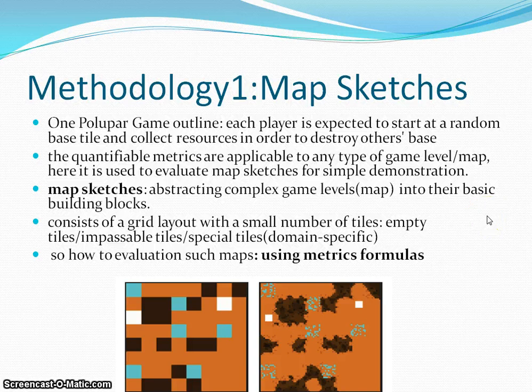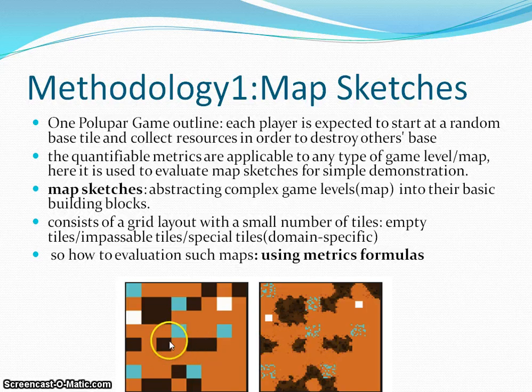The two figures below basically show us one popular game layout. There are two players here. Each player is expected to start at a random base tile, the two white positions on the map, then collect the resources, the blue parts, in order to destroy the other's base. Then we can see the left figure is the abstraction version of the right one.